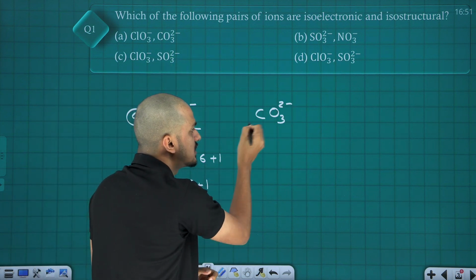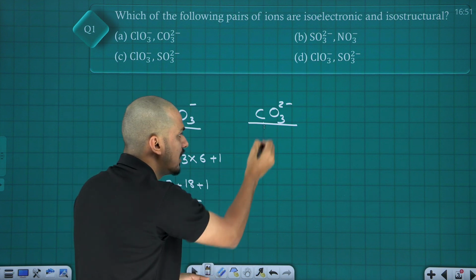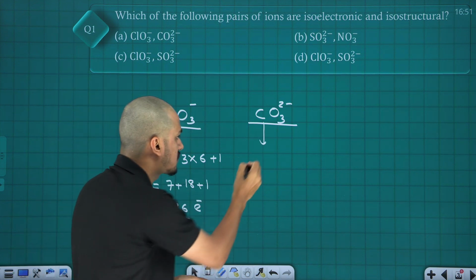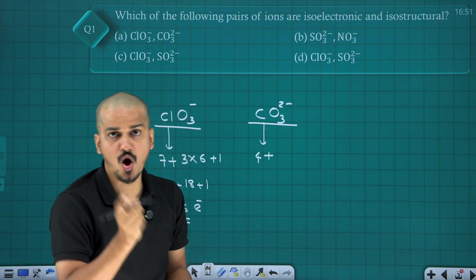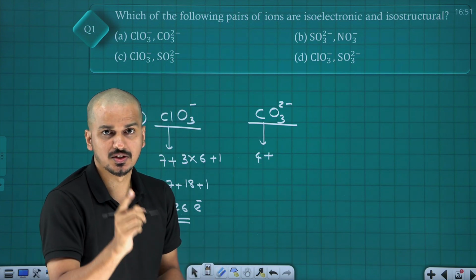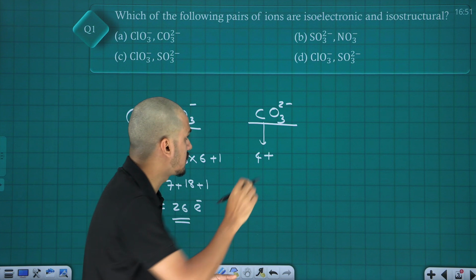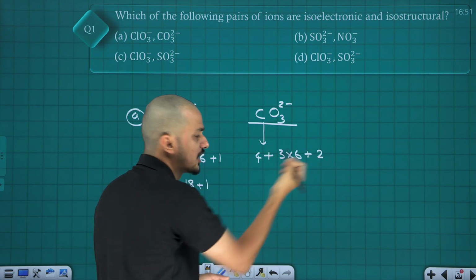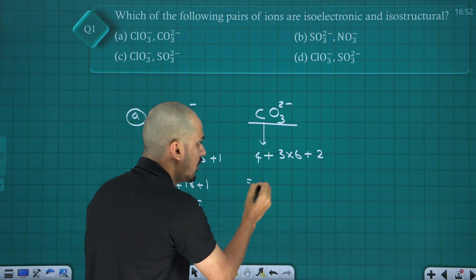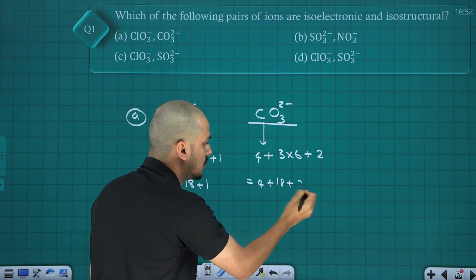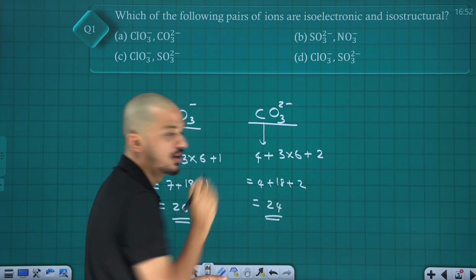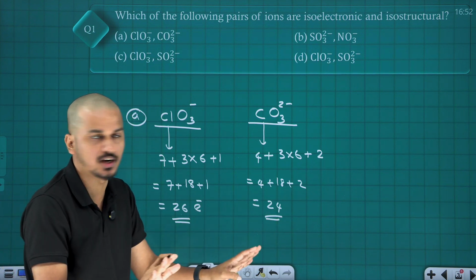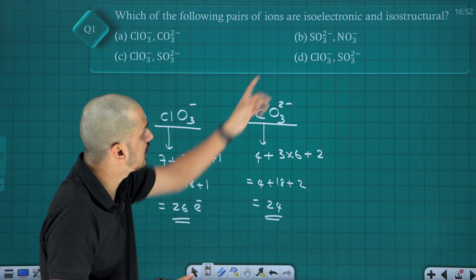CO3 2 minus. In CO3 2 minus, carbon atomic number is 6, electronic configuration 2, 4. So valence electron is 4, plus oxygen atomic number is 8, so valence electron is 6. 3 into 6, and 2 minus means 2 electrons we have to add. So total 4 plus 18 plus 2, that means it is 24. Their valence electrons are not the same, automatically they are not isoelectronic, they are not isostructural. We can check the next one.